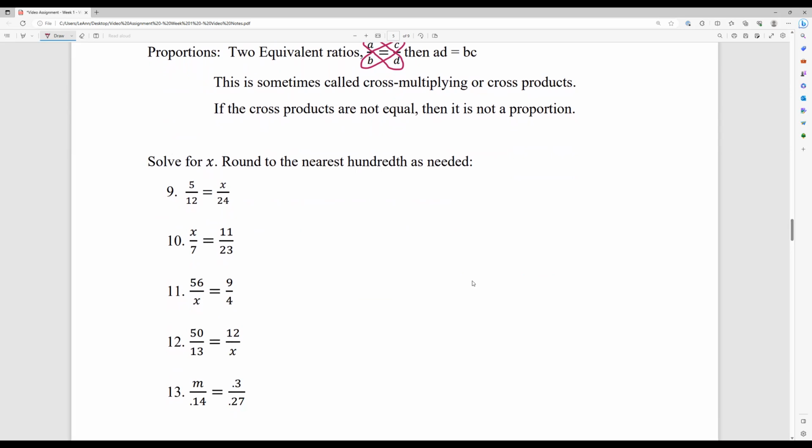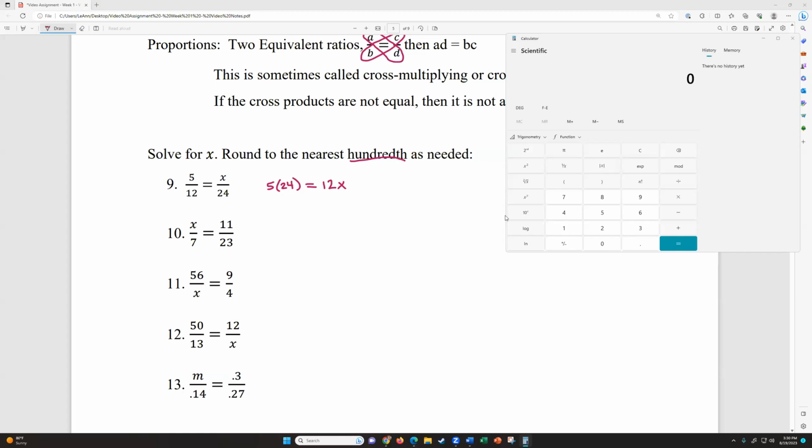And all of our answers, if they don't come out nicely, we're going to round to the nearest hundredth as needed. So when we're looking at this number 9 here, we're doing 5 times 24. So the first couple of ones of these, I will write out all my steps. After that, I'll start pulling up the calculator and we'll use it. Equals 12 times x. And in fact, I do want to have my calculator ready. So let me grab that.